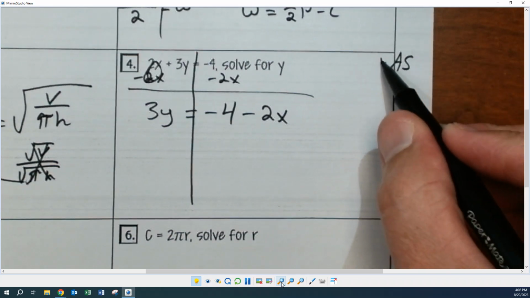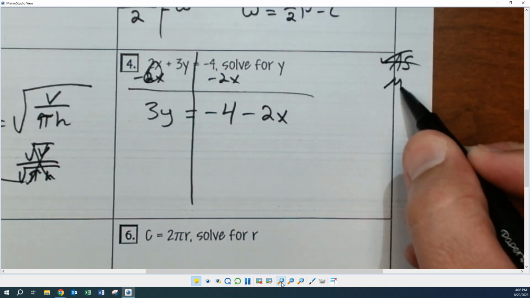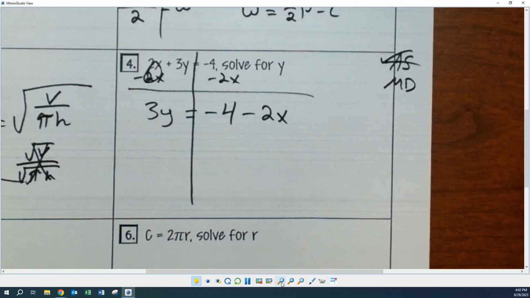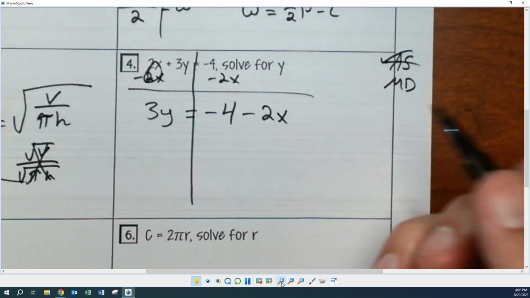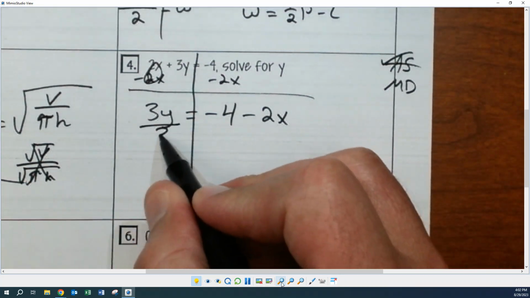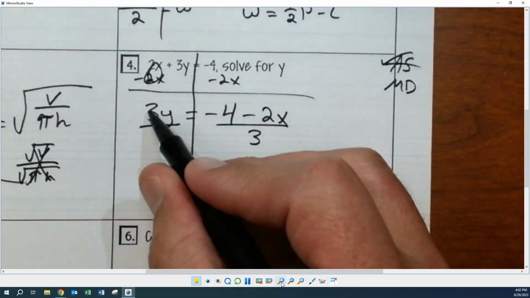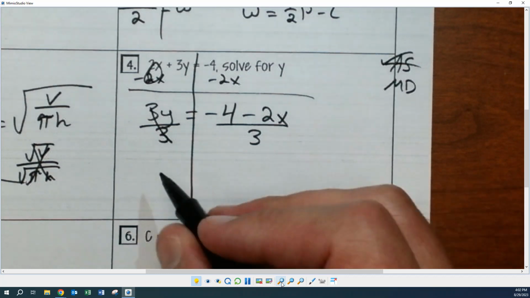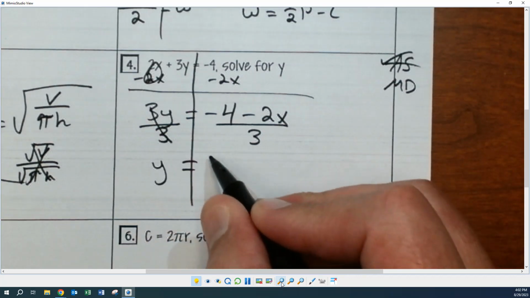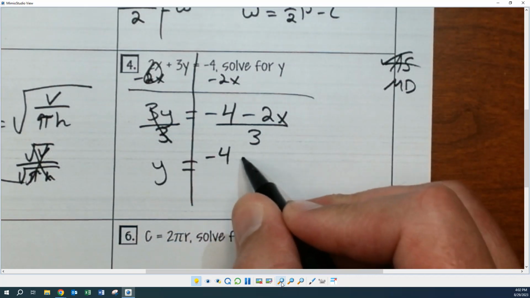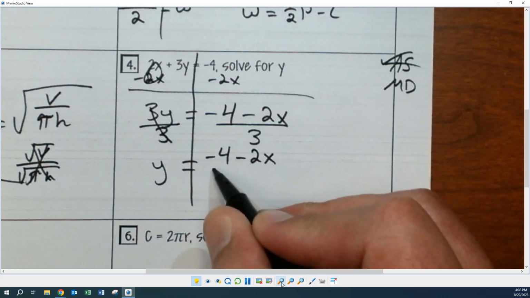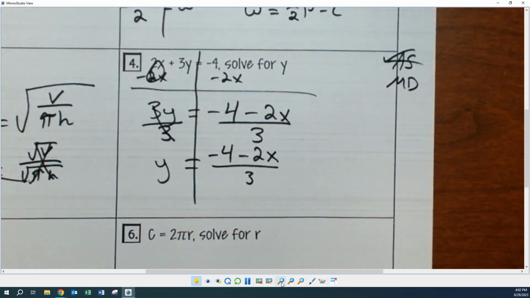I'm left with 3y equals negative 4, look closely, minus 2x. I've dealt with adding and subtracting. I'm now going to deal with multiplying and dividing. I'm being multiplied here by 3, so I want to divide by 3. This becomes 1. So y equals negative 4 minus 2x, all divided by 3.